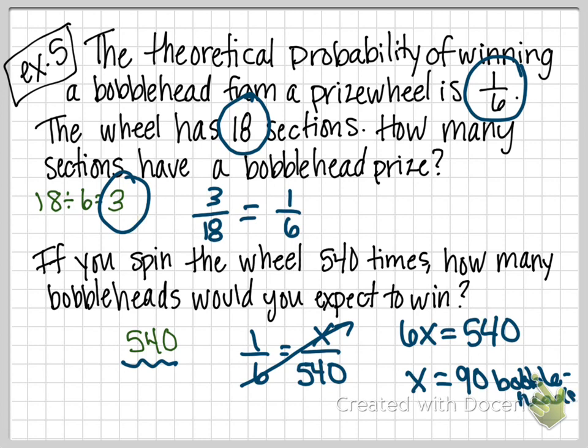Is that experimental or theoretical? That's a good question. It's theoretical, because has it happened? No. But if you worked at the carnival and 540 people came, you could document exactly how many people won.